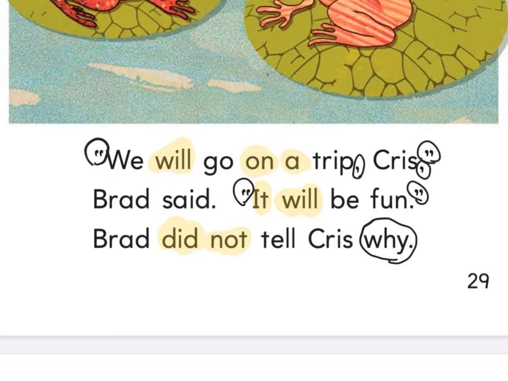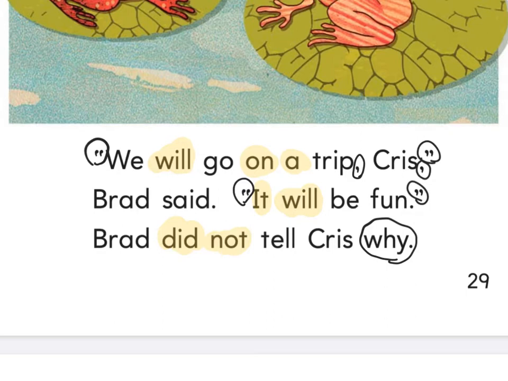Now the reason we got to pause at those commas is because if I didn't pause at that, it would say, we will go on a trip Cris Brad said. That doesn't make any sense. But if I say, we will go on a trip, Cris, Brad said, now I know who's talking. Who's talking? Brad. He said Brad said, so he's the one talking. And he said, we're going to go on a trip, Cris. Okay, so Brad is going to take Cris on a trip.